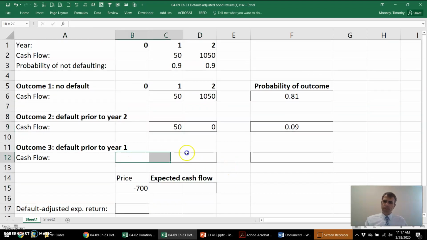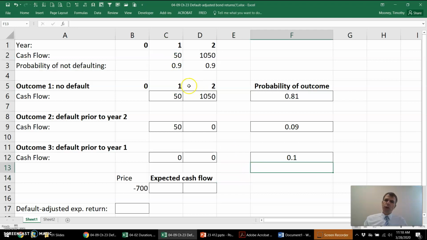And then the third possible outcome is that we don't even get the first coupon payment because there's a 10% chance of a default in the first year. And then if that happens, then there's obviously no payment in the second year. So the probability of that happening, we could just write it down. It's 10%, right? It's whatever the probability is of defaulting in the first year.